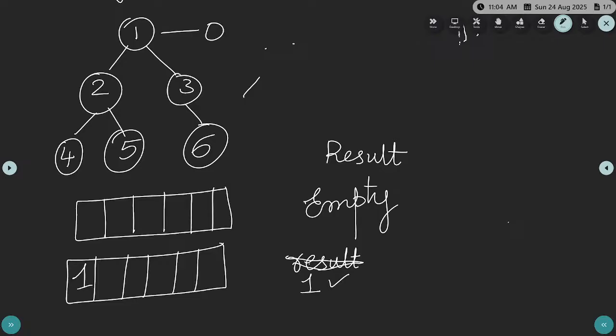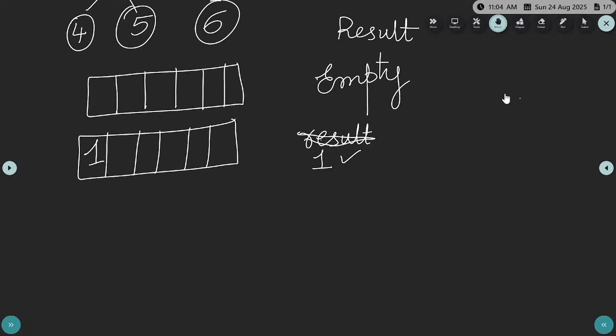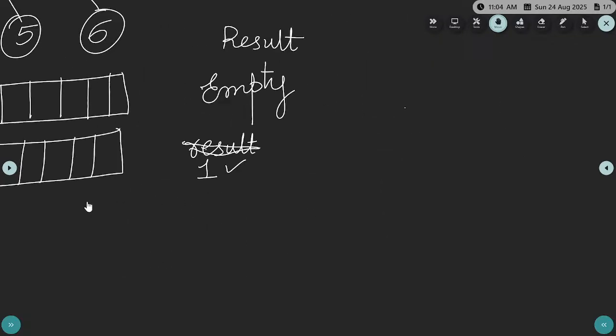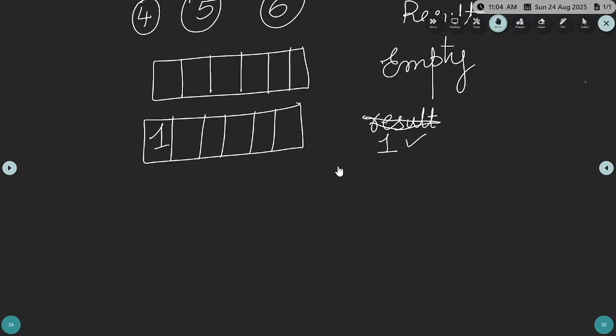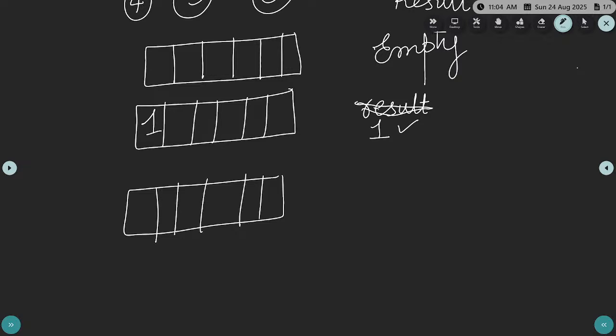So next, what is the next step I should do? Go to the next level. I have to go to the next level. Now here what will happen? Here 1 was there. I am going to discard 1 from this. I am putting 1 here. Okay now, what are its next level vertices? 2 and 3. Now 2 is entered and 3 is entered.